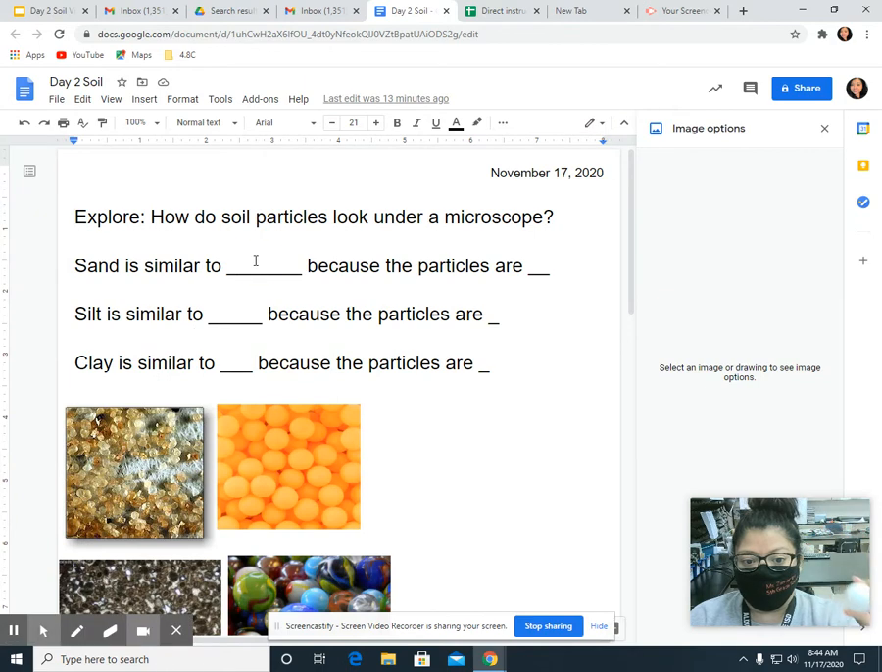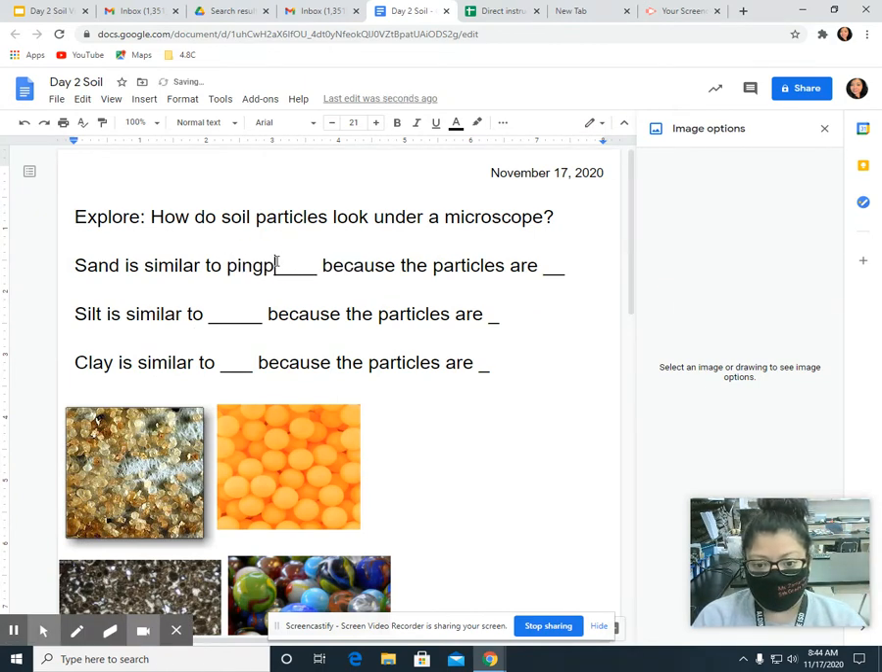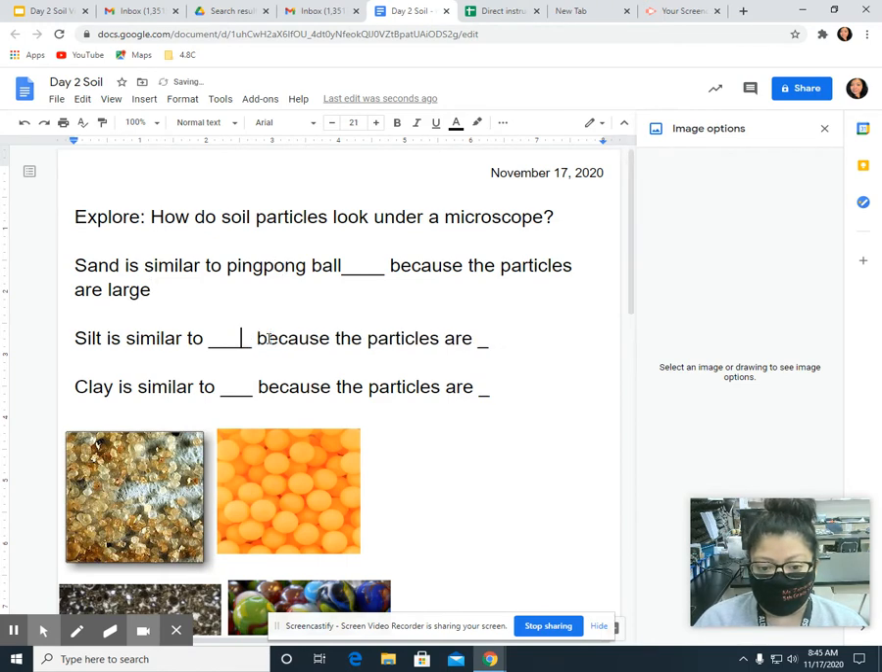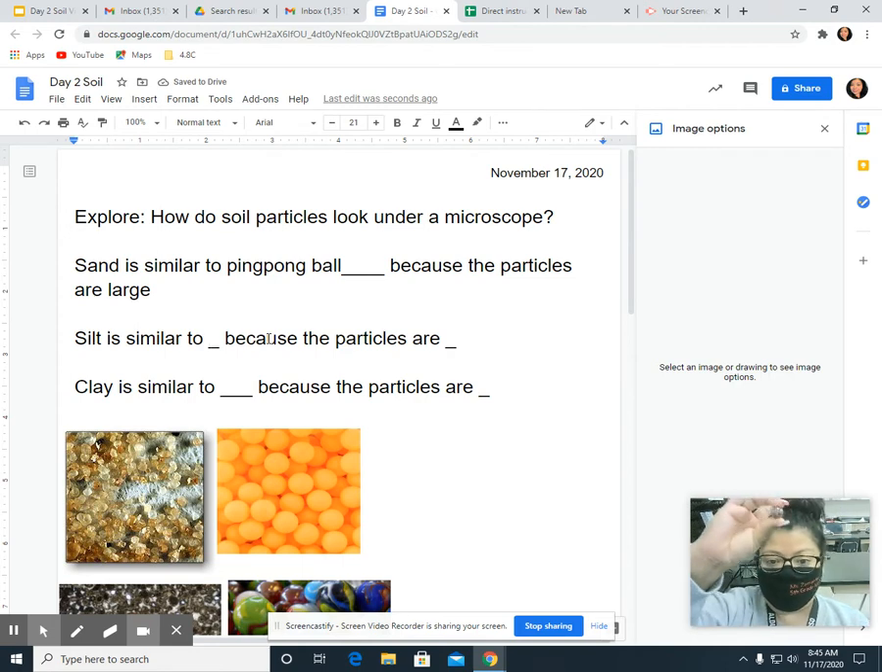I'm going to switch over. So sand is similar to a ping pong ball because the particles are large. Next, we have silt. Silt is similar to a marble because the particles are medium sized.